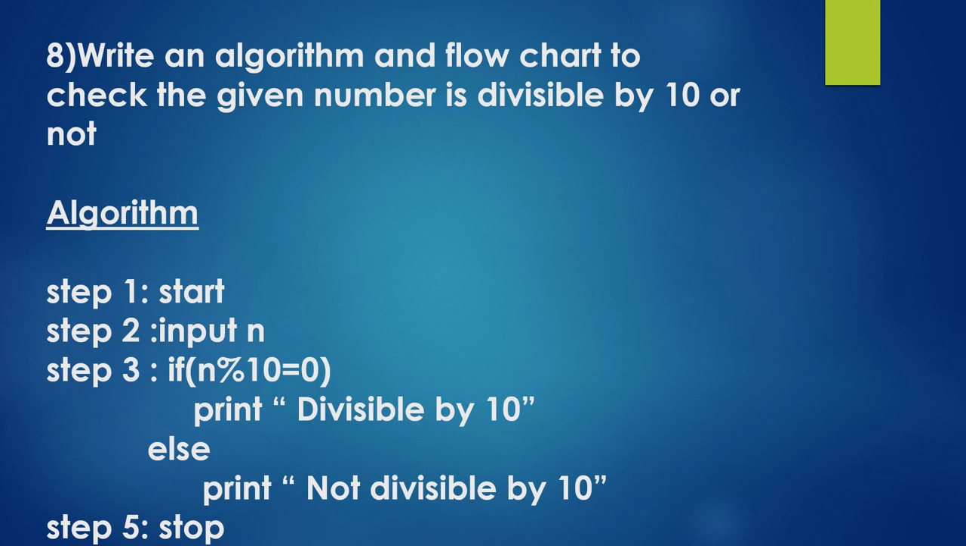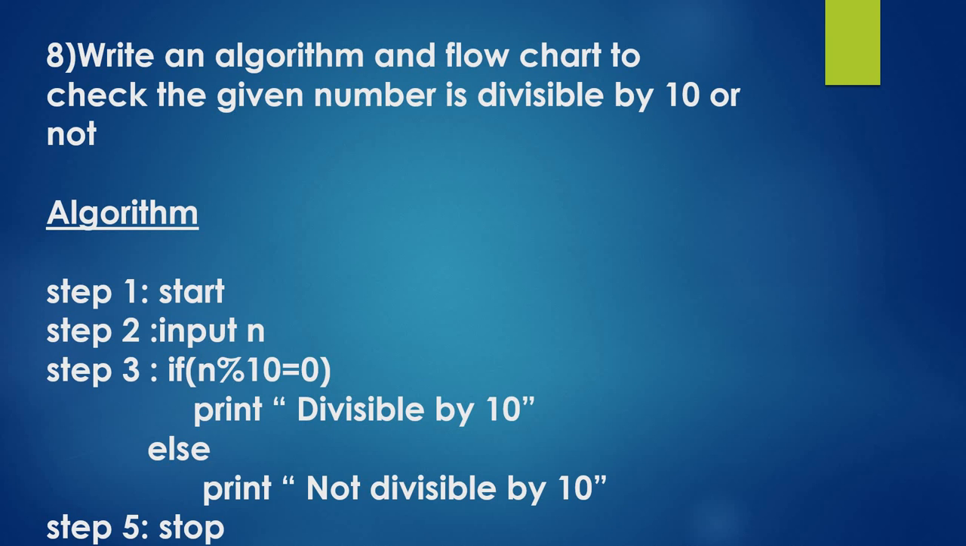Then one more algorithm. Write an algorithm and flowchart to check whether the given number is divisible by 10 or not. How to check whether a number is divisible by 10 or not? We have found out even numbers. That is, an even number is divisible by 2, which means when we divide by 2, we get the remainder 0. That is why an even number is divisible by 2. Like that, what are all the numbers divisible by 10? 10, 20, 30, 100, 200, 300. All are divisible by 10.